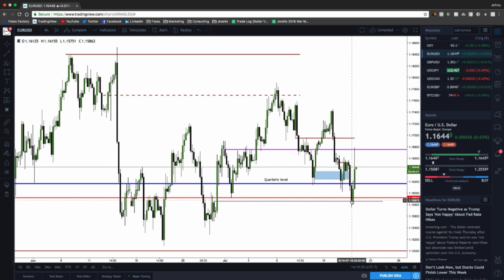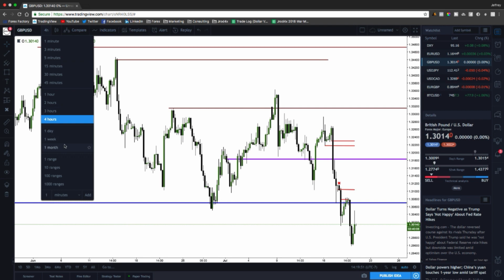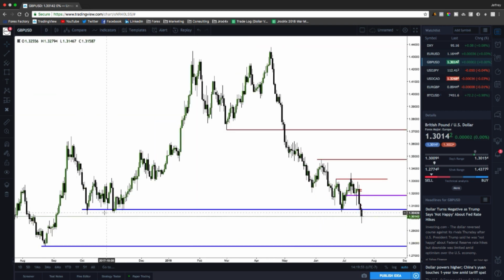We could see significant selling start happening in dollar index, and that could really propel euro dollar and cable a lot higher. So let's look at GBP, and we have finally cleared out the liquidity below that 1.30 level, that 1.30 big figure level.